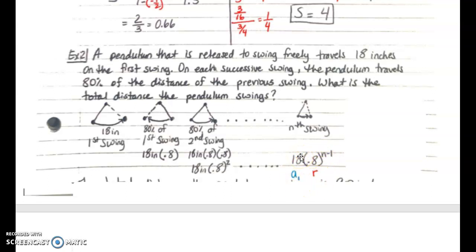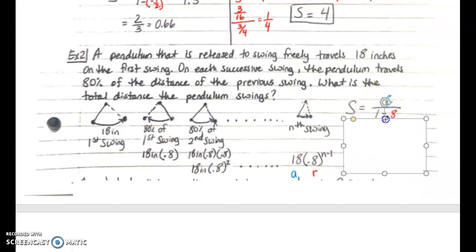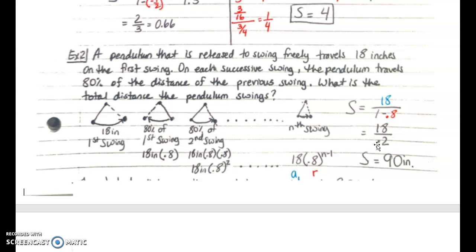Here's my a sub 1, 18 from that first swing. My common ratio here is 0.8, because it's decreasing to 80% each time. And so I can go ahead, it says, what is the total distance the pendulum swings? Total usually means sum, add up. So I do my sum here, using my 18 inches as my a sub 1 and my 0.8 as my rate. Now 0.8 we can tell is less than 1. So I have 18 divided by 0.2 here, and I get that the sum is 90 inches.